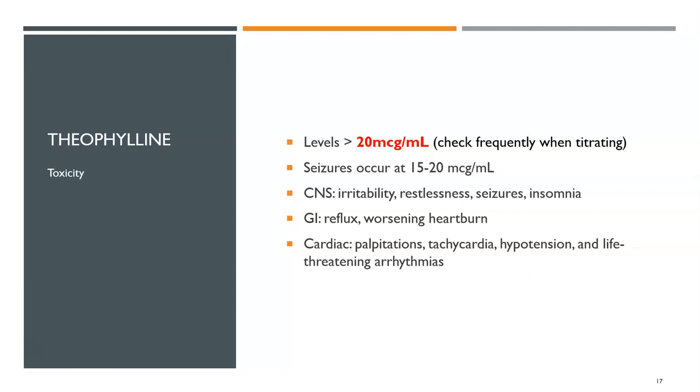They can start having seizures at 15 to 20 mics per milliliter. So you're monitoring them quite often, and you may not get that big alert coming through at 20. You may see them start to have symptoms at 15. You need to know what you're looking for. They could have some irritability. They could have insomnia. They could be restless, or they could start having seizures. They may start complaining of palpitations or tachycardia. And if you're not catching those drug levels, they may have some life-threatening arrhythmias.